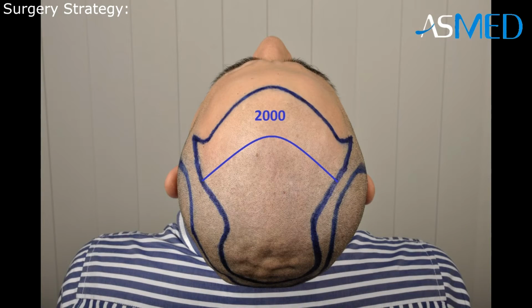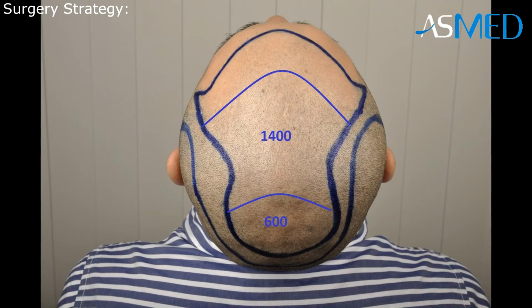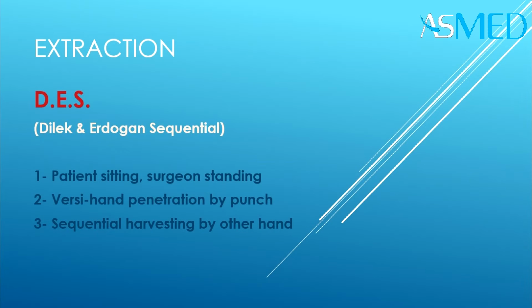We will start with extraction of 2,000 grafts from his left donor side for his front line. The other day, without any resting day between, we will continue with another 2,000 grafts from his right donor area for mid-scalp and crown.